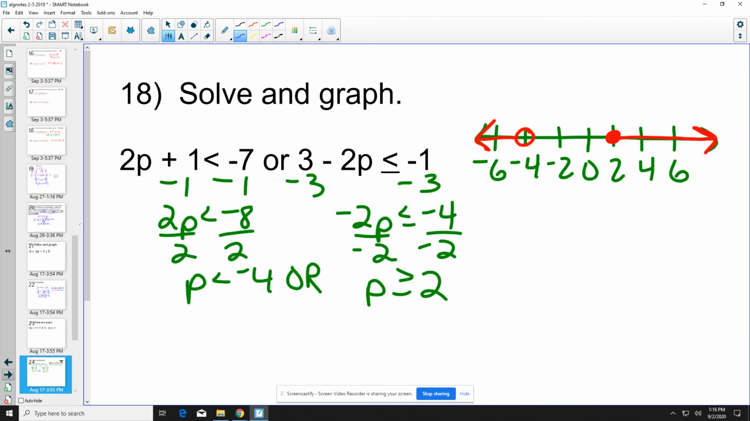Okay, let's see how we did. So in the first inequality, you're going to subtract 1 and divide by 2. You don't flip the sign when you divide by 2, so you should have p is less than -4. On the second inequality, you subtract 3 and divide by -2. So you had to flip it to make it p is greater than or equal to 2. Check your graph. Do you have a closed circle at 2 shaded to the right, and an open circle at -4 shaded to the left? So the numbers have to be greater than or equal to 2 or less than -4. It can't be both.